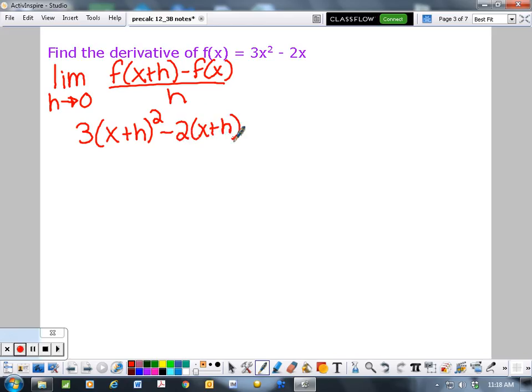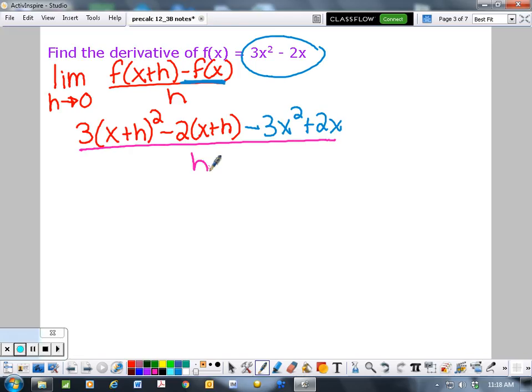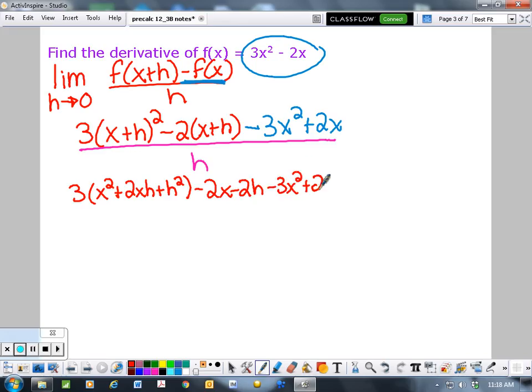I'm going to work on my color coding skills again. So that was the first part. Now I'm going to do the minus f of x. I'm going to subtract this whole thing, meaning I'm really going to distribute a negative to those. And then the whole thing's going to be over that h. We're going to work on simplifying this, and that'll allow us to find that derivative. So now this will be 3 times x squared plus 2xh plus h squared, minus 2x minus 2h, minus 3x squared plus 2x.